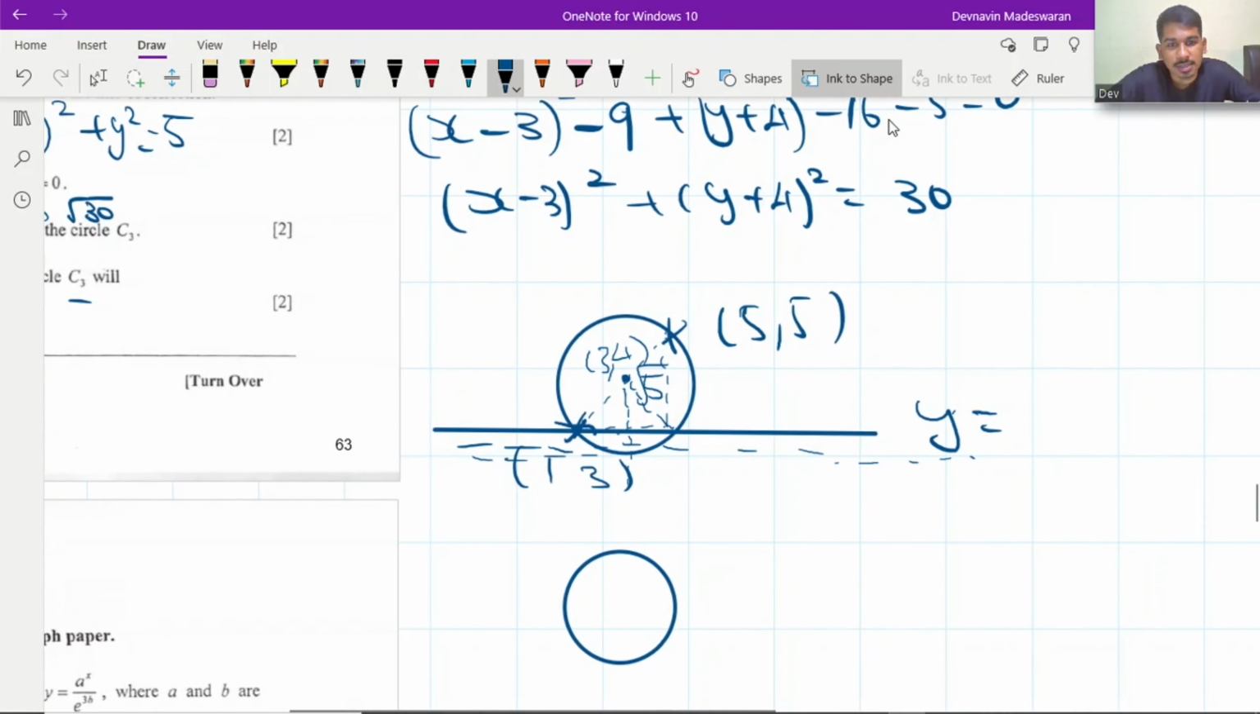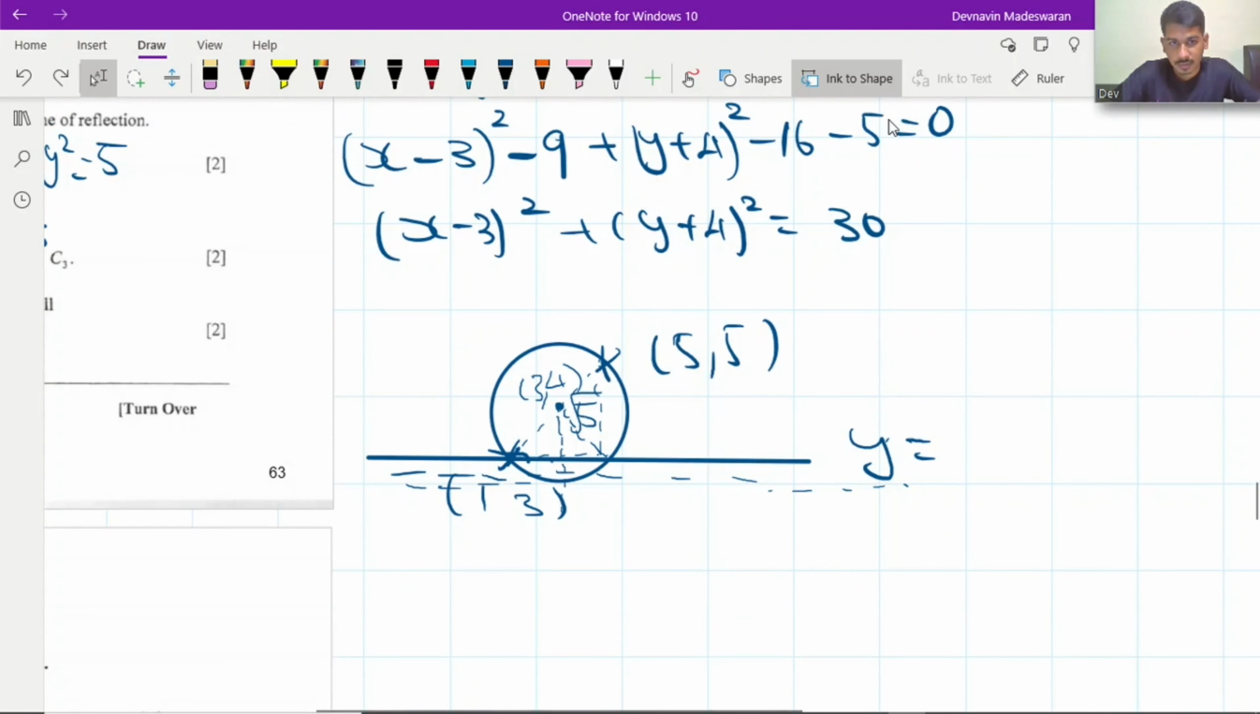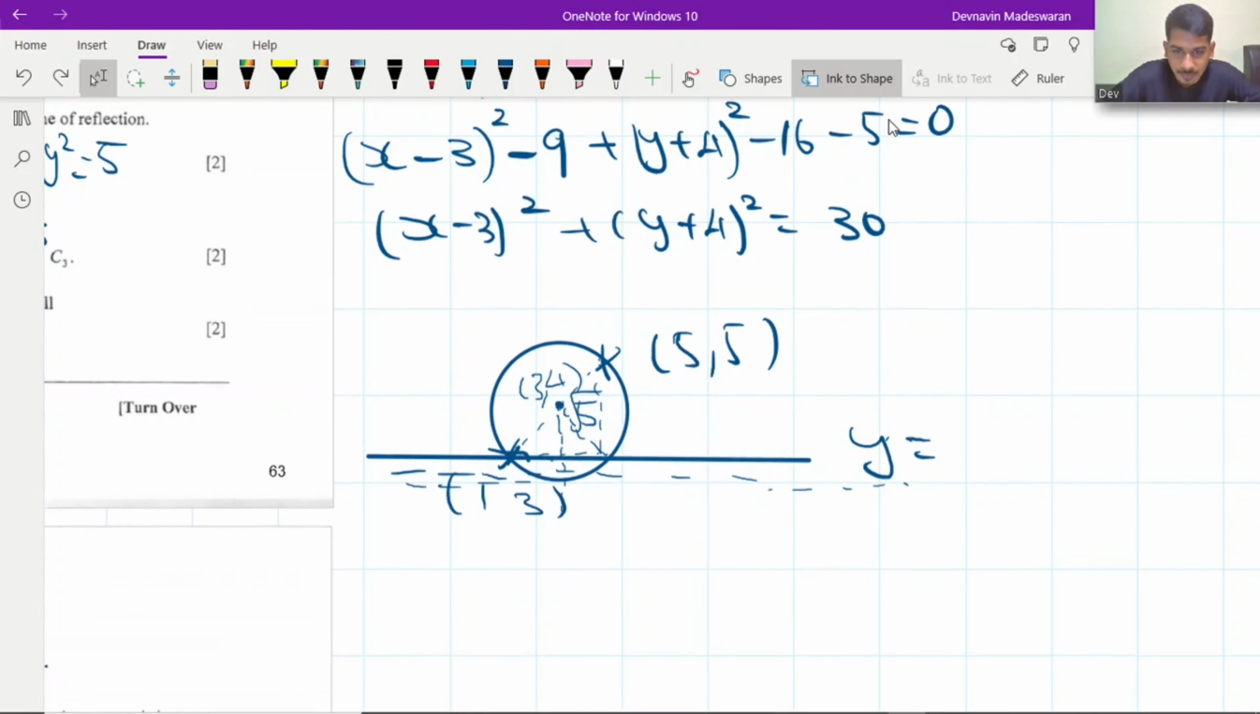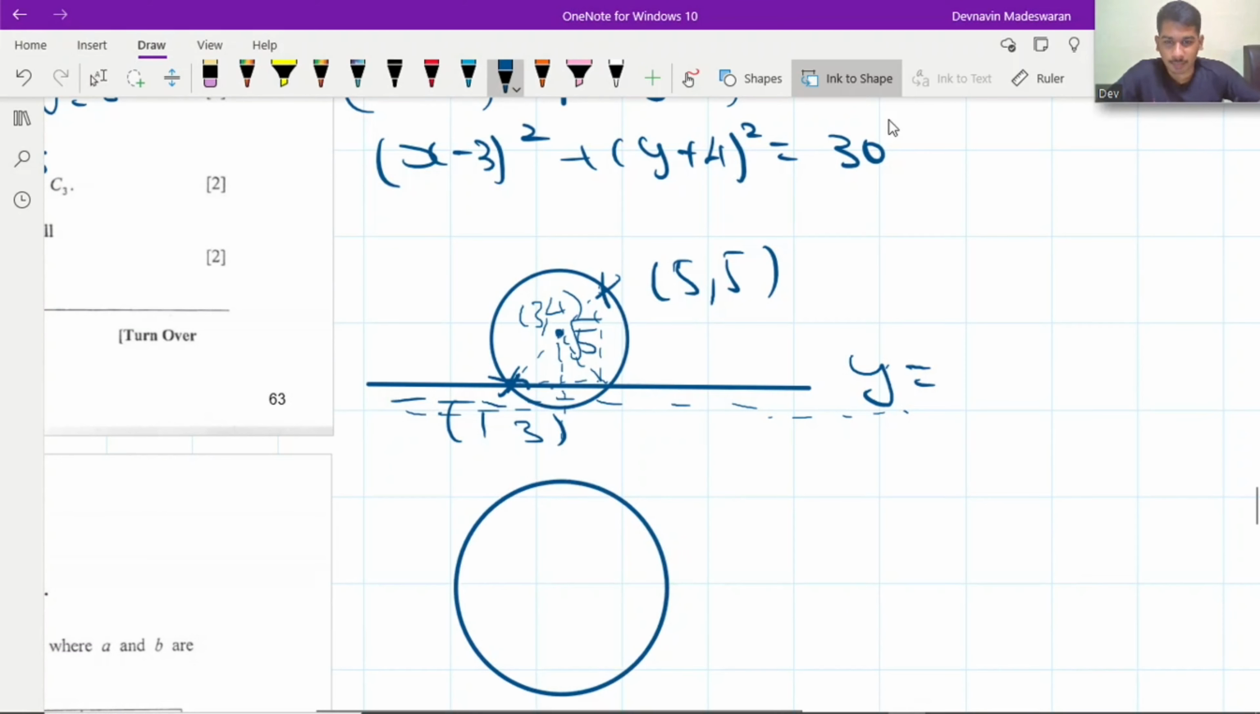What is square root 30? Let's get a number for that. Square root 30 is 5.4. So it's definitely bigger than that square. Let's draw a bigger one. It's terrible, I'm so sorry for wasting time. Okay, good. Let's assume it's right under.